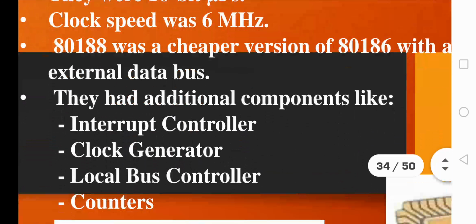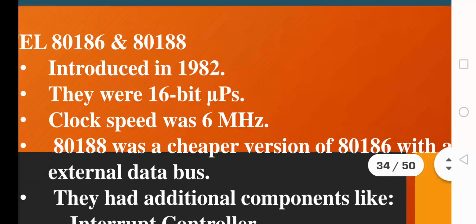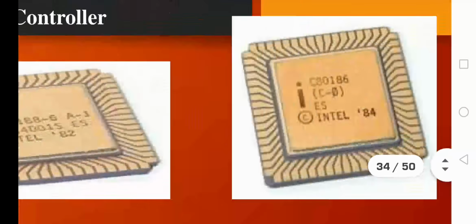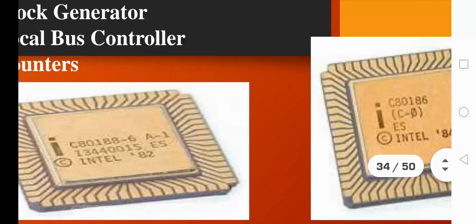Additional components were also there in these microprocessors: interrupt controllers, clock generators, local bus controllers, and also counters. So these four additional features were added into the 80186 and 80188. These are the figures that represent the 80186 and 80188 processors.